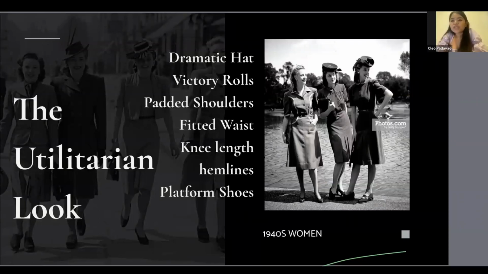First, it starts with a dramatic hat, because accessories were not rationed during this time. So women can still express themselves through accessories. And then second, the victory rolls, again, the very famous hairstyle, and then padded shoulders. It did create a very strong silhouette and almost like a uniform. And then a fitted waist, knee-length hemlines. I guess that was the standard length for the skirts, and then platform shoes for them to be comfortable.